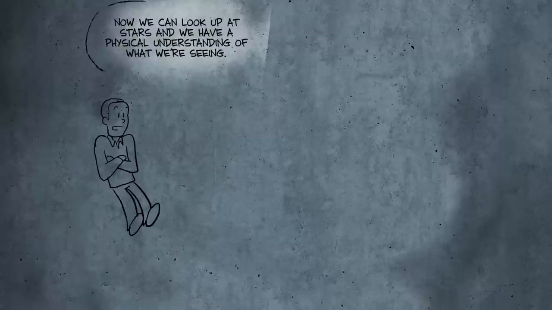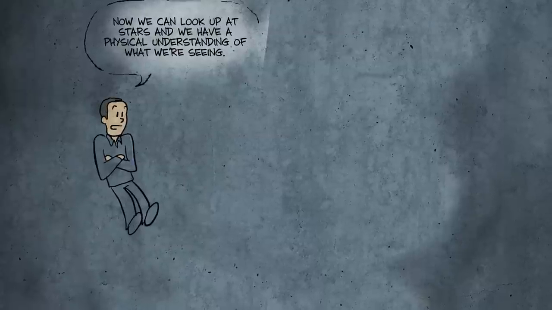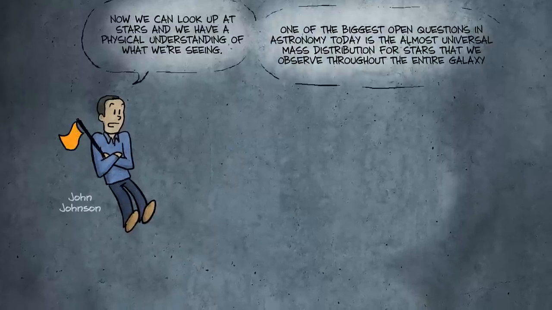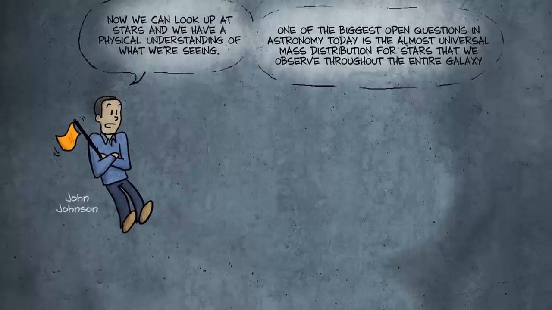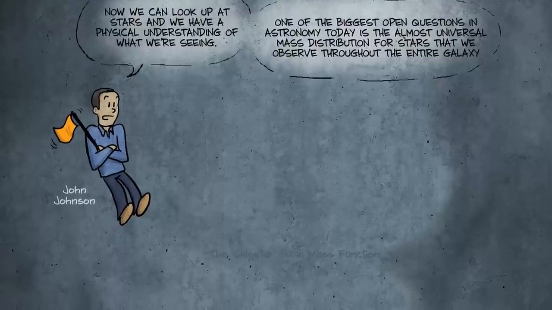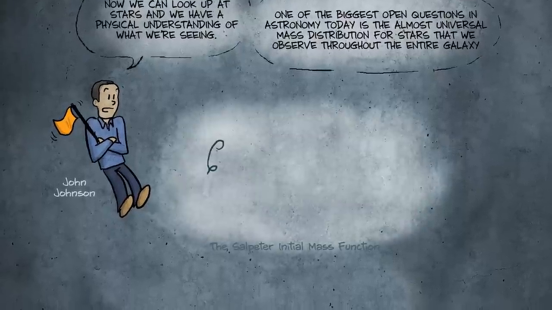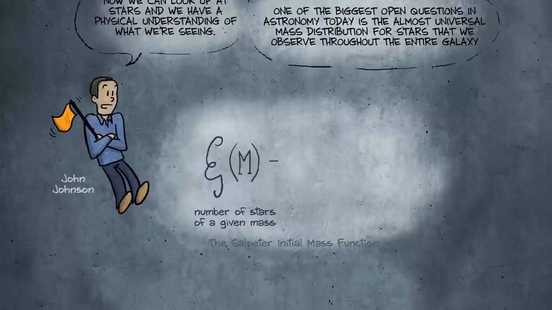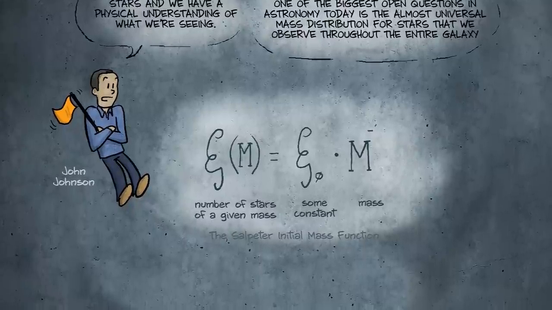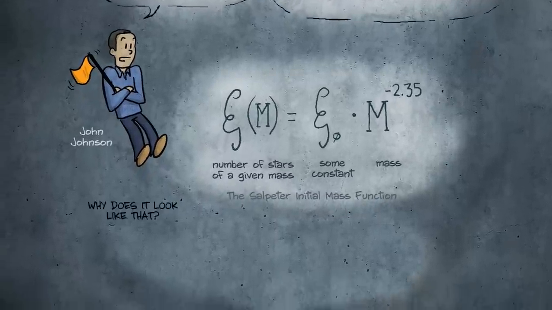Now we can look up at stars and we have a physical understanding of what we're seeing. And so one of the biggest open questions in astronomy today is the almost universal mass distribution that we observe for stars throughout the entire galaxy. So the number of stars as a function of mass can be well approximated by the mass of the star raised to the minus 2.35 power. Why does it look like that?